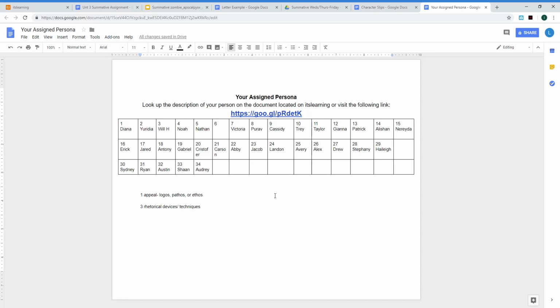So keep in mind, this is 3 different devices or techniques. Don't give me 3 examples of just alliteration. There's supposed to be 3 different ones.